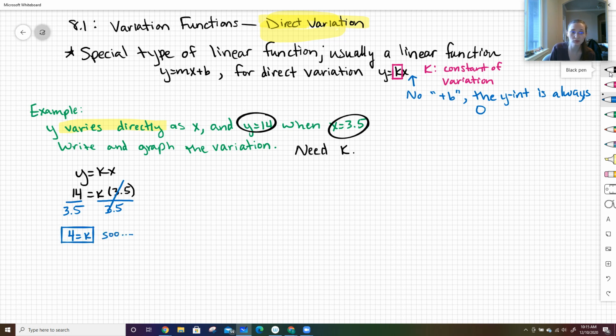So to write our variation, we would say y equals 4x. That was an awful circle. Close enough. But then it wants us to graph it, which is fine. Could be better.